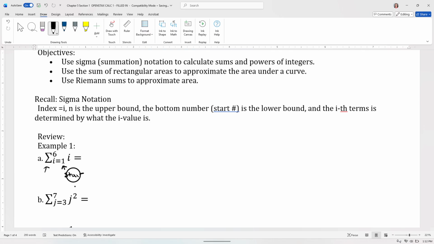We start with this number, we end with this number. So I would start by plugging in a 1 into whatever function is here. And then I go to the next, 2, go to the next, 3, plug in a 4, plug in a 5, plug in a 6. And then the sigma notation means you're going to add them all up. So adding these all up would make 21.